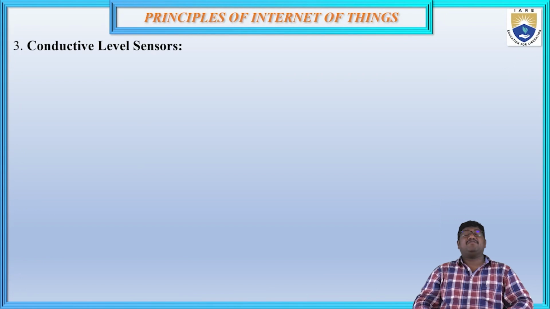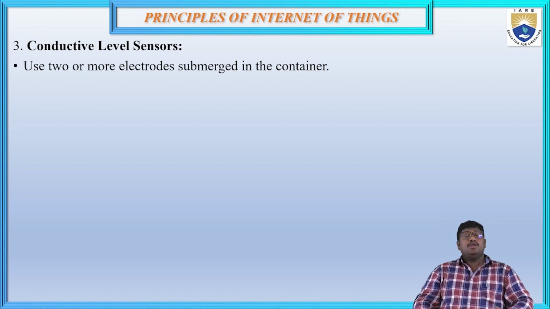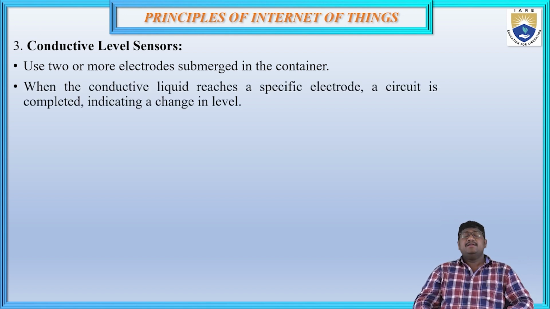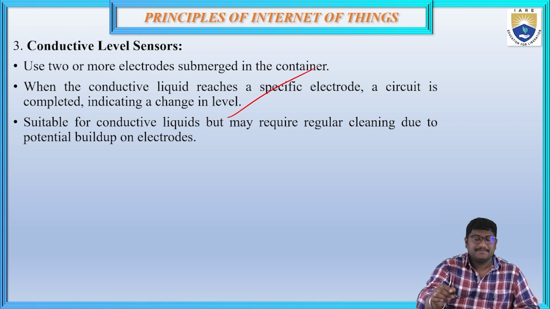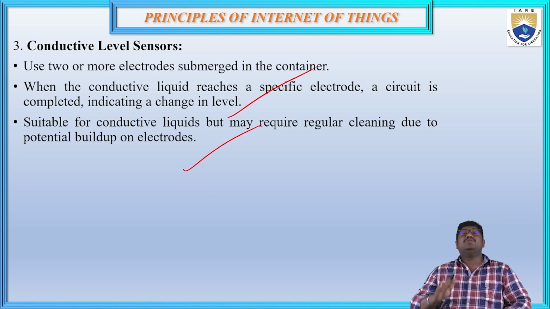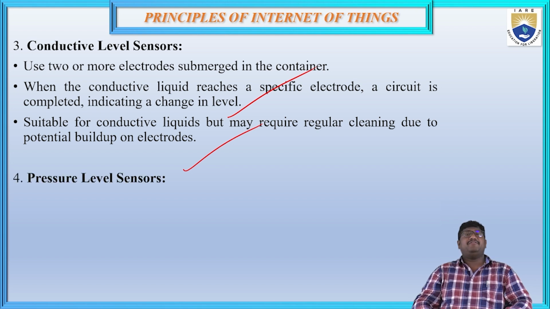And coming to the next one, conductive level sensors. With conductive level sensors, we use two or more electrodes that are submerged in the container. With a conductive liquid, when it touches the electrodes, a circuit is completed, indicating the changes in level. It is suitable for conductive liquids, but requires regular cleaning and there is potential buildup on the electrodes.